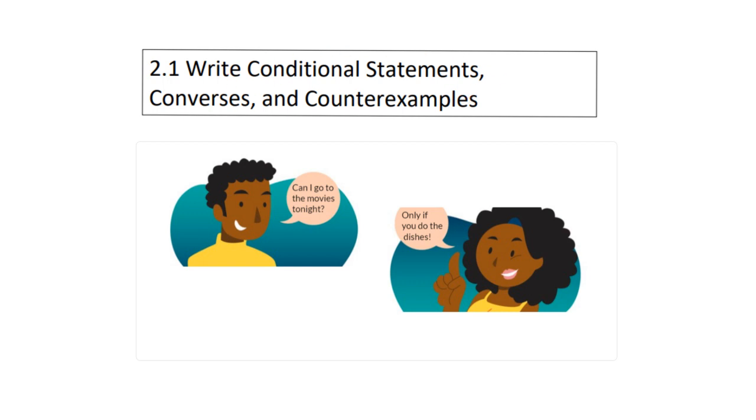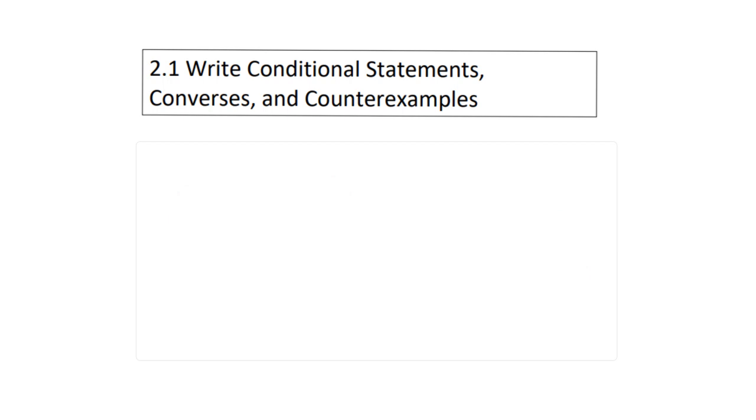Here's the thing, you already hear conditional statements all the time. This might be at home, this could be at school. Here's an example of a conditional situation right here. So this young man says, "Can I go to the movies tonight?" And his mom says, "Only if you do the dishes." That is a conditional statement. There's a condition to the conclusion coming true or happening. So yeah, you can go to the movies, but first this condition has to be met. You have to do the dishes. So that is a conditional statement.